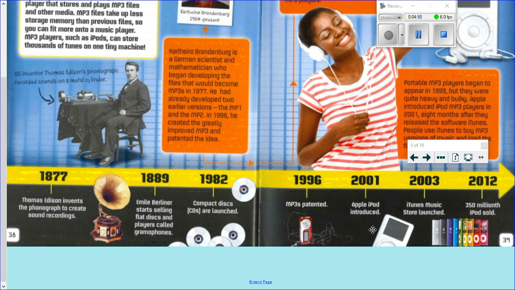2001, Apple iPod introduced. 2003, iTunes Music Store launched. And then 2012, 350 millionth iPod is sold. And now we are 9 years later. So can you imagine how many of those have been sold now?